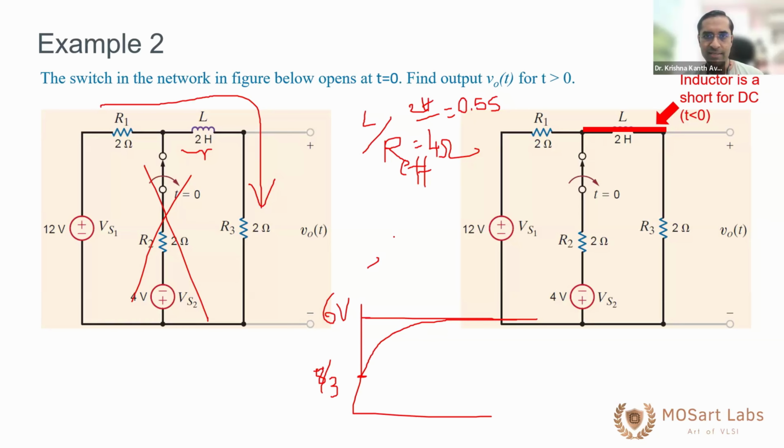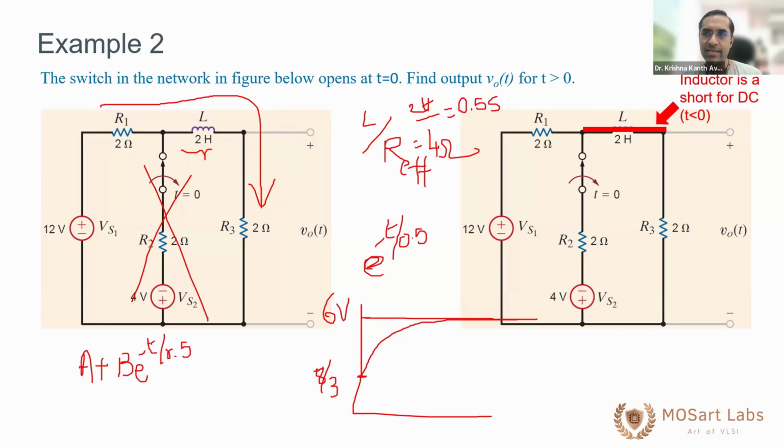So obviously it should be e power minus t by 0.5 seconds. This is the only way possible for the time constant. It is starting from 8/3 and it should settle to 6 volts, right? So now, one way is to say, let the solution be a plus b e power minus t by 0.5.